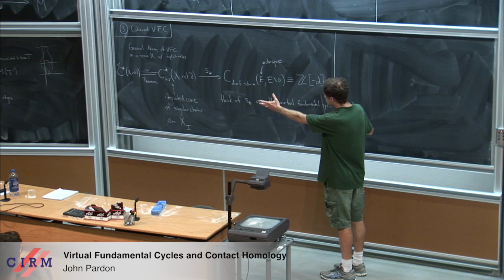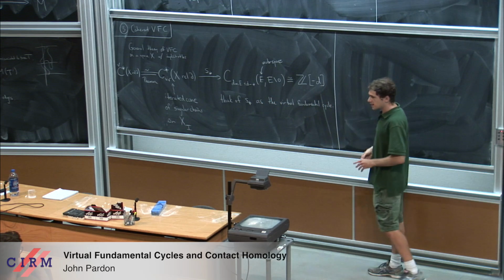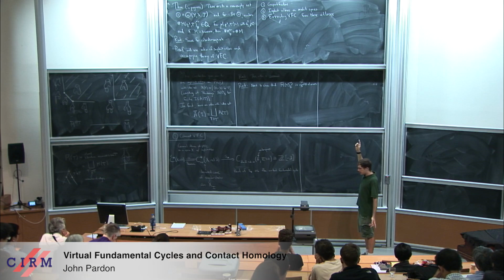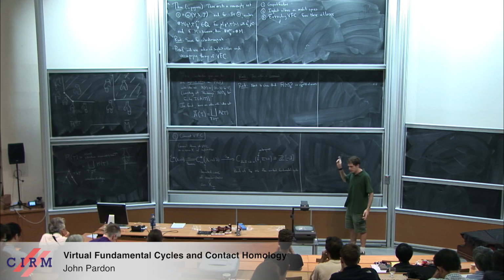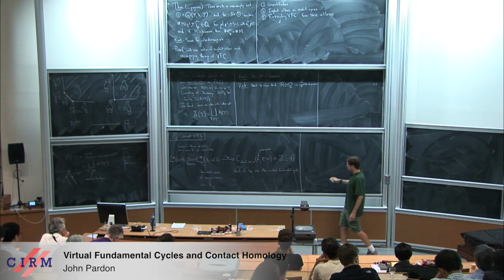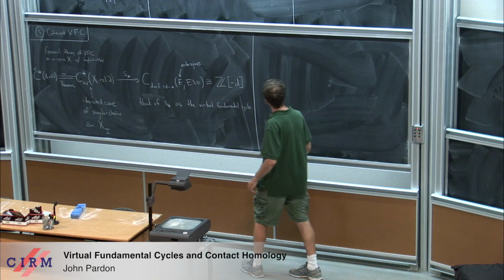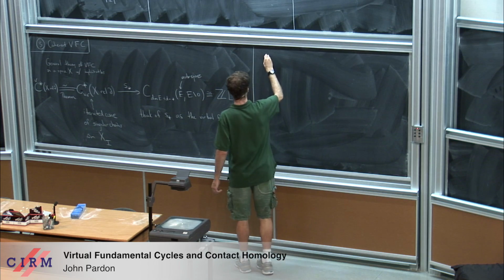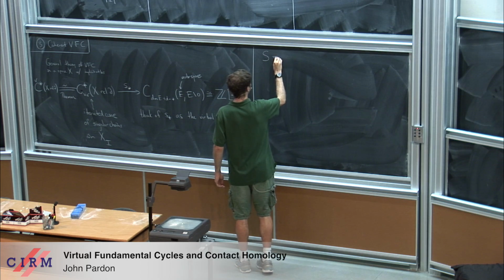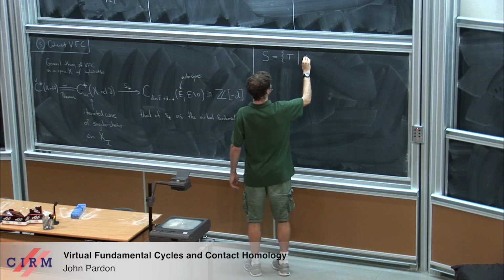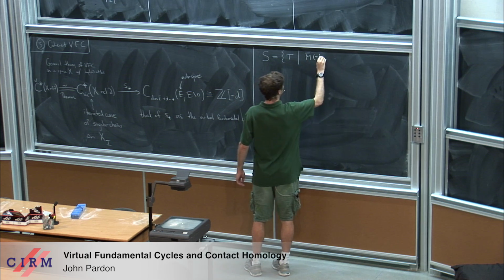Okay, so it turns out that you can use this as essentially a black box to extract the virtual fundamental cycles from the moduli spaces for contact homology, given these atlases that I sketched the construction of. So, okay, to do that, I need a definition. We're going to let S be the set of trees T such that the moduli space is not empty.